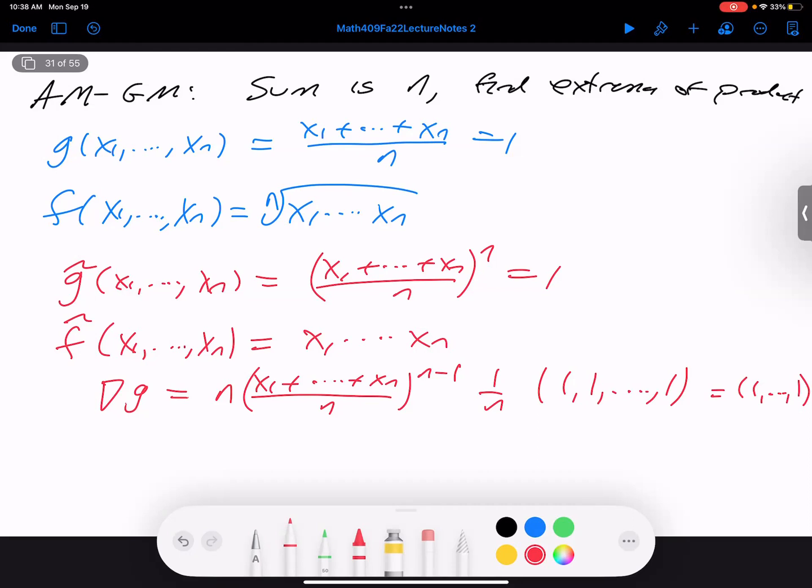What about the gradient of f tilde? So I want to take the derivative of x1 through xn. So what's the derivative of x1 through xn with respect to x1? I'm sorry?